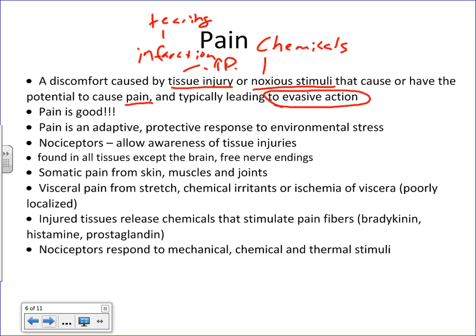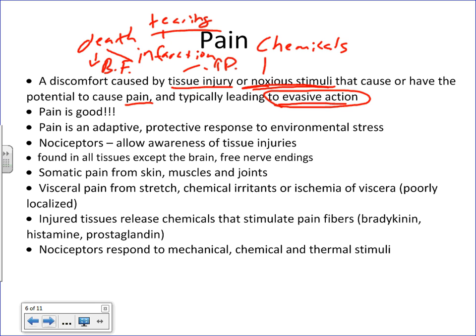It could be increased pressure because of a tumor or edema, or a varicose vein, blood buildup. When I say infarction, I'm essentially saying tissue death due to a decrease in blood flow. The tearing is pretty straightforward: the tissue tears, like a cut. Basically anything that can damage tissue, or a chemical stimulus, like inflammatory chemicals or other chemicals, that have the potential to cause pain.